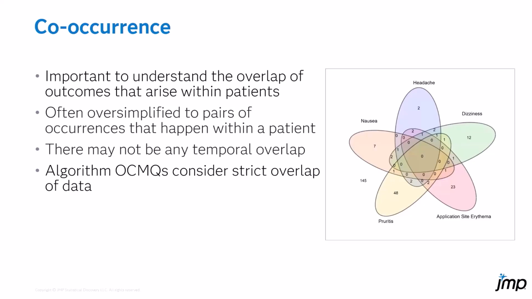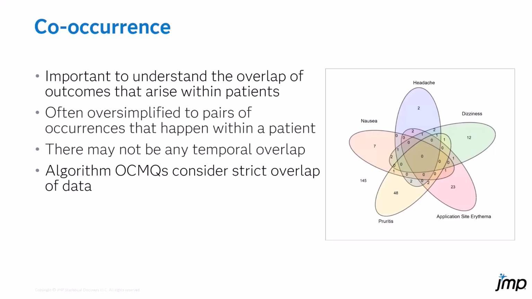So here we have a Venn diagram of 5 different adverse events, and we may say, oh, this Venn diagram is showing the co-occurrence of adverse events that are happening within a patient. Well, that's true to a certain degree. We are assessing co-occurrence in a way through looking at a Venn diagram like this, but we're not really assessing whether or not that headache and the dizziness are occurring at the same point in time with one another, or whether the nausea and the dizziness are occurring at the same time as one another.